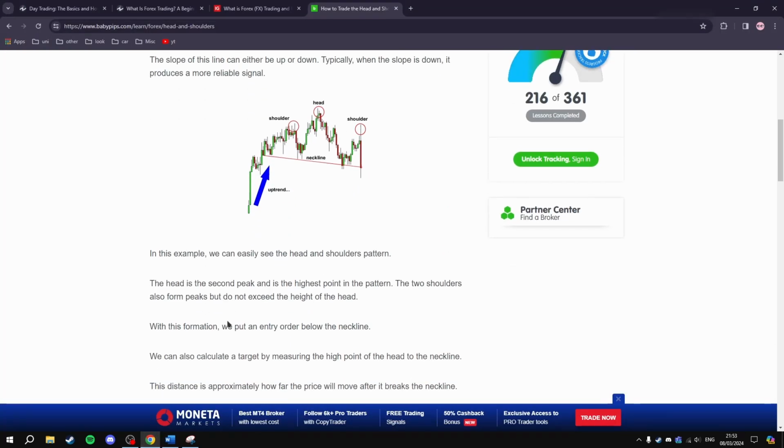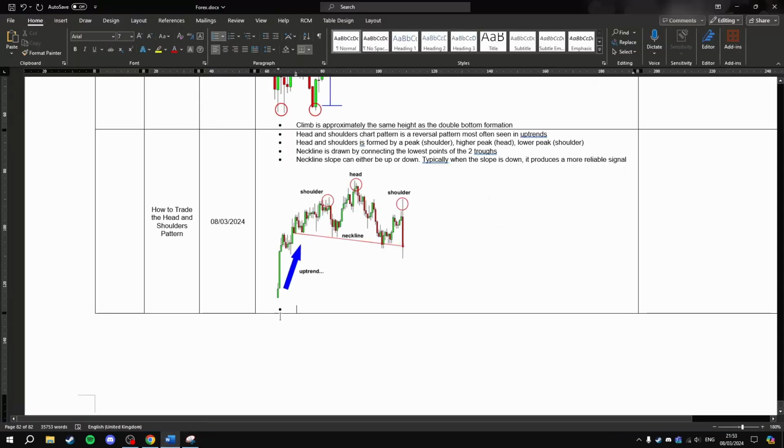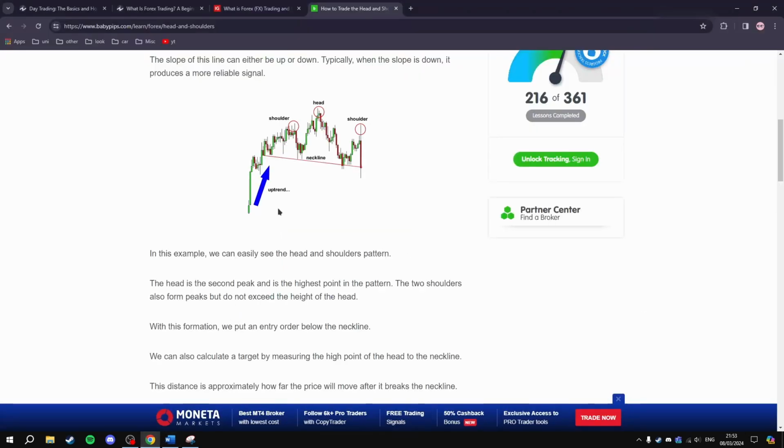In this example, we can easily see the head and shoulders pattern. So shoulder, head, shoulder, neckline, the lowest points of the two troughs. But then where do you find that lowest point? Because why not use this point here? Or why not use this point here?